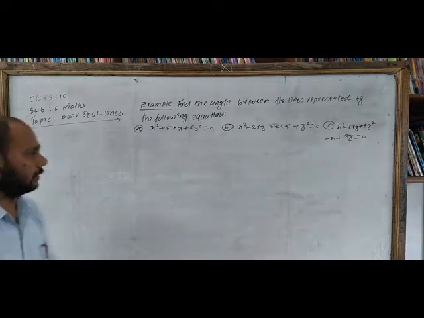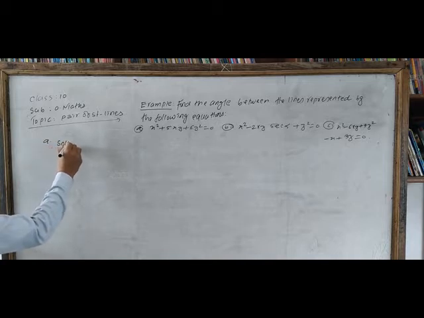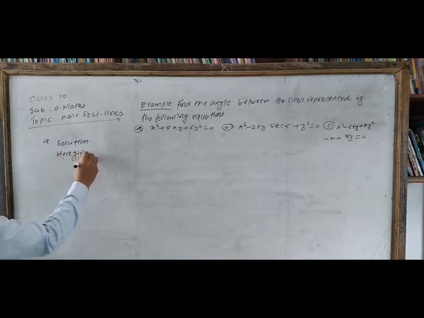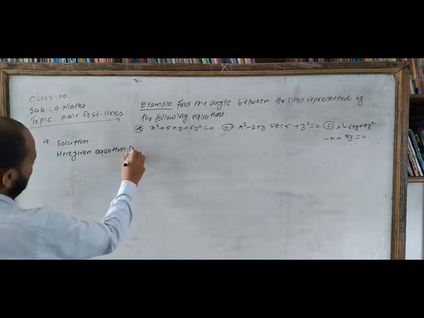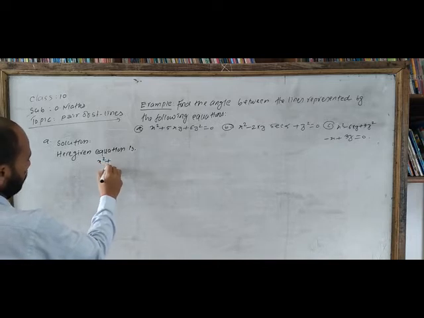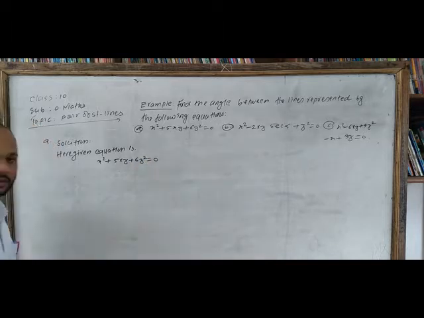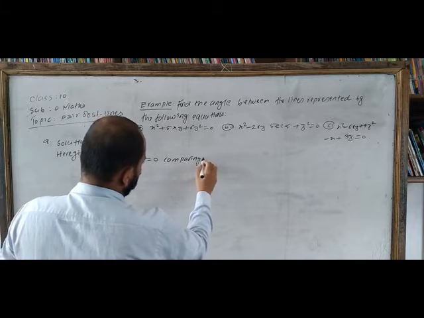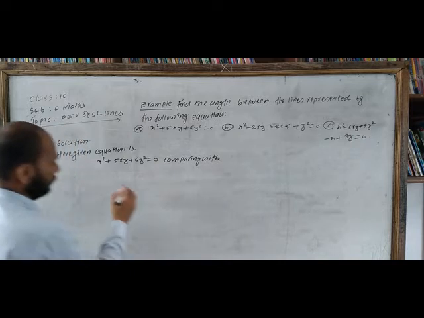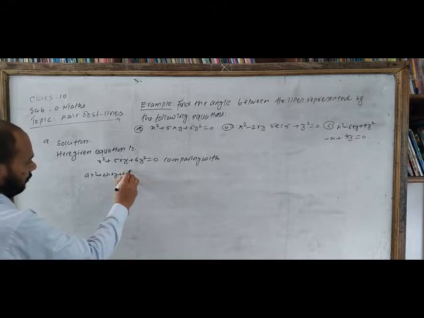Now I am going to solve. Solution. The given equation is x square plus 5xy plus 6y square is equal to 0. Comparing with ax square plus 2hxy plus by square is equal to 0.